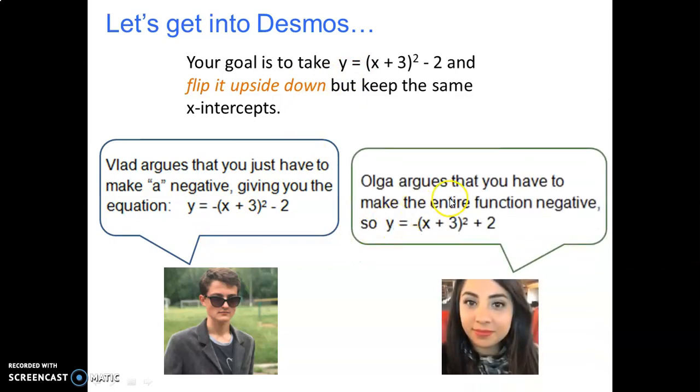Whereas Olga argues you have to make the entire function negative. So it will be written like this, and by entire function we mean take that whole thing and apply negative to that whole thing. So negative will apply to here, but negative will also apply to here. It's like multiplying the whole thing by negative 1. So notice this became negative just like Vlad's, but her negative 2 became positive 2 because she applied the negative to the whole thing. So maybe experiment with both of those and see who is right, who's wrong.